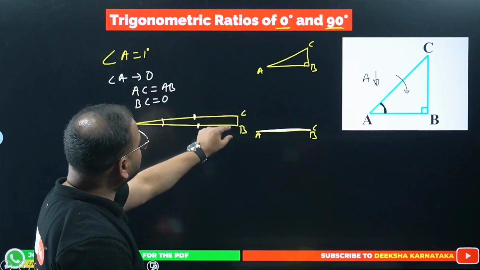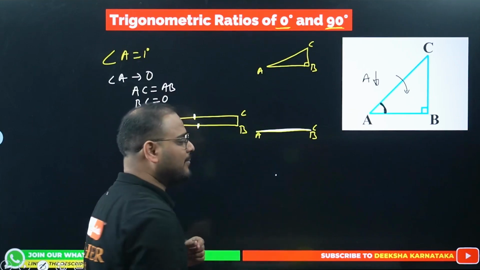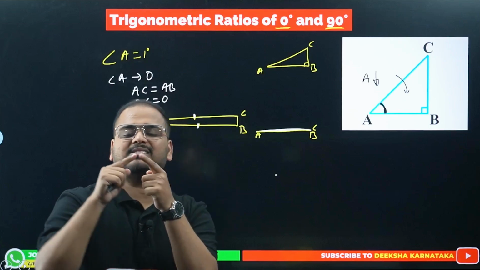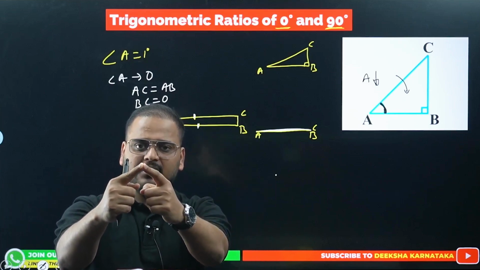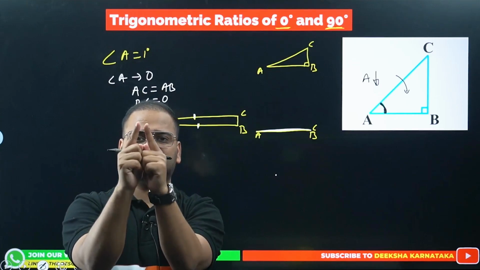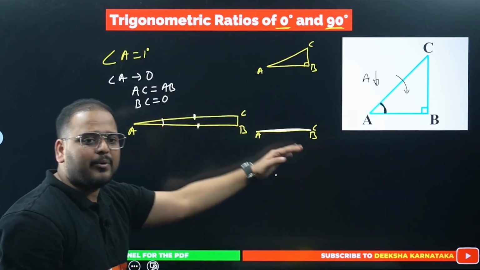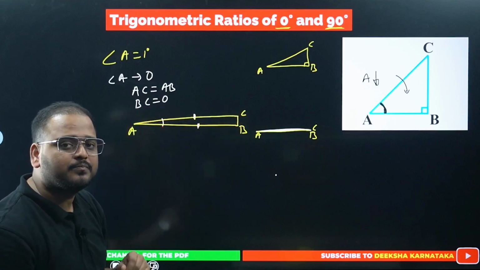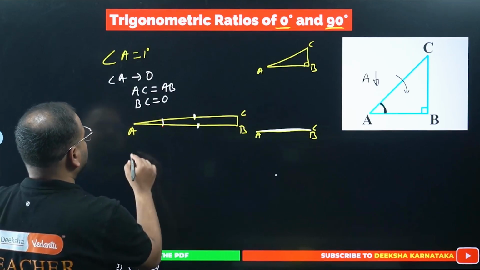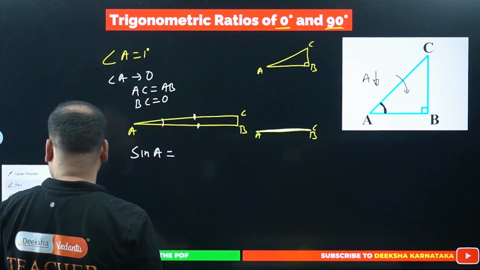Why will BC become equal to 0? Because B and C will become one point. If two points are at the same common point, what's the distance between the two points? 0. If they are a little apart, some distance is there. But if they are like this, the distance is 0. So B and C will be at the same point, and BC will become equal to 0. So the length BC has become 0 now. Okay, let's write the sine, cos and tan for this. Sine A, at what?